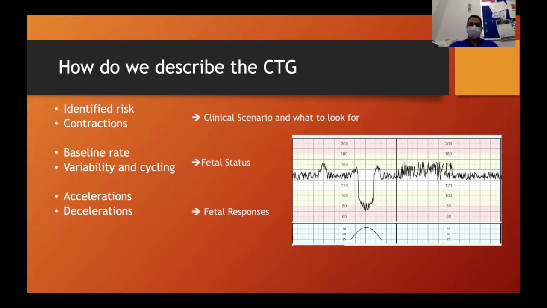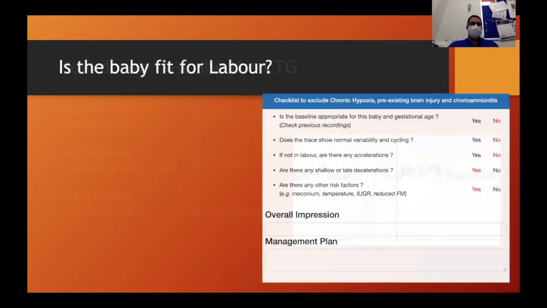Okay? So having said all of that, the first question that we need to answer when we're assessing a baby is: is this baby fit for labor? And the way we do that is we lay eyes on this trace, and the first thing we need to ask ourselves is, is the baseline on the trace appropriate for this baby and for similar babies at the same gestational age, okay? And that's where seeing the baselines from the beginning is very, very important.